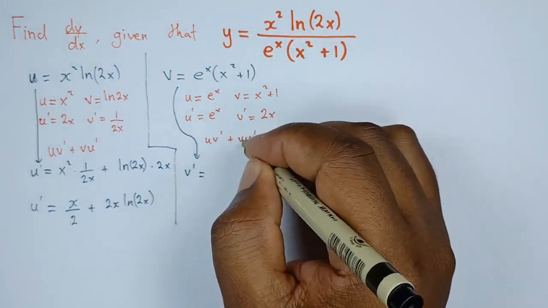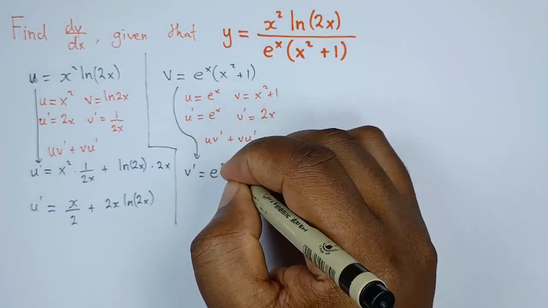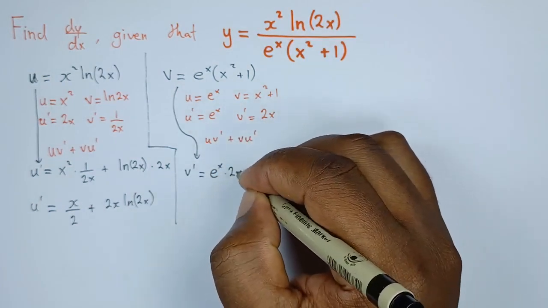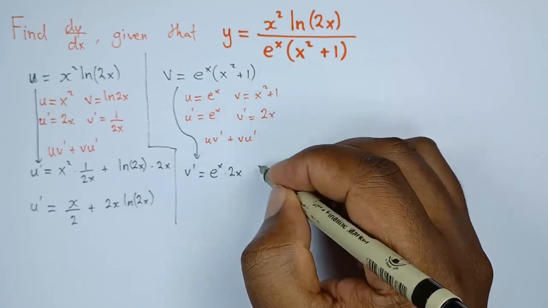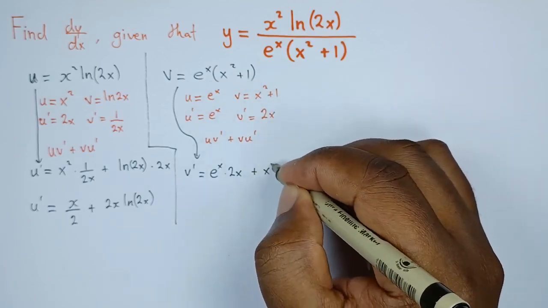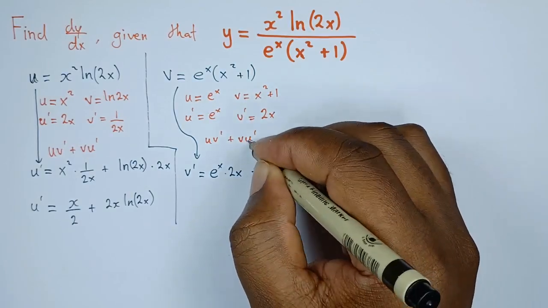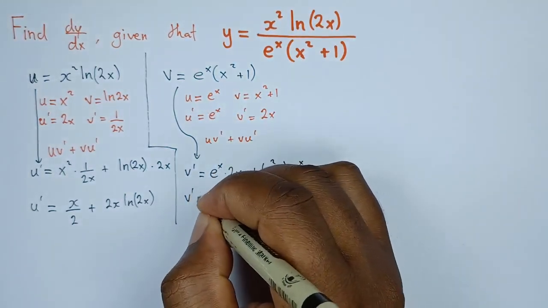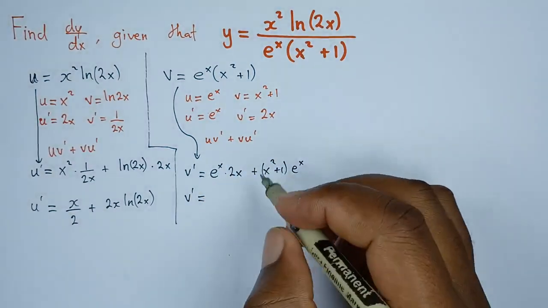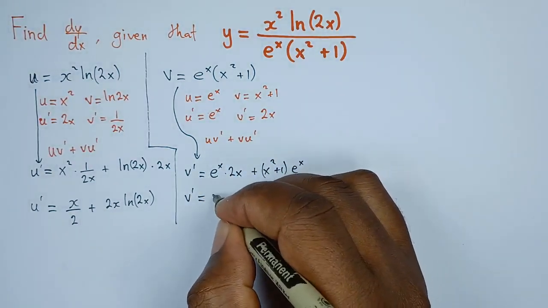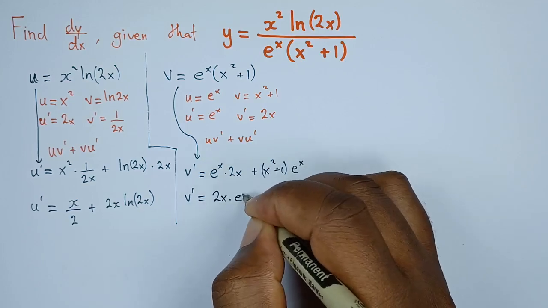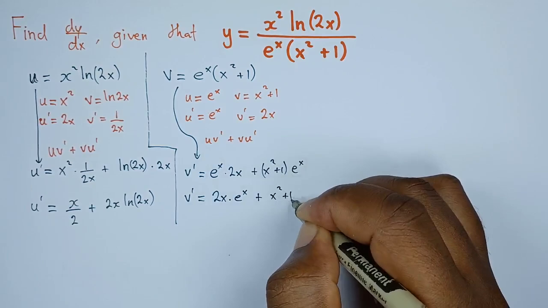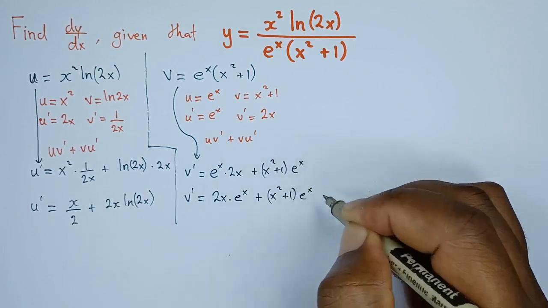substituting in the formula, we'll have u e to the x. V prime is 2x. V is x squared plus 1 multiplied by u prime, which is e to the x. So v prime, in this case, will be equals to 2x e to the x plus x squared plus 1 brackets e to the x. Okay.